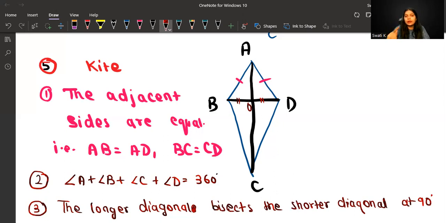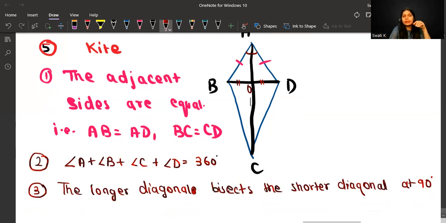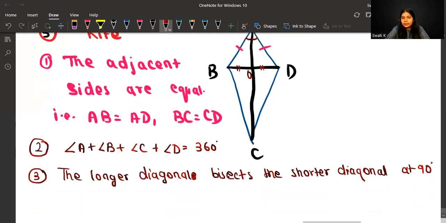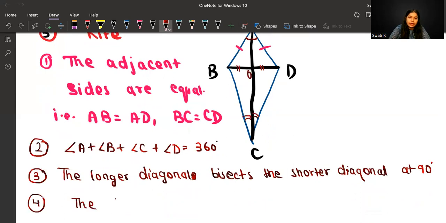Now, next is that the diagonal bisects a pair of the opposite angles. What does that mean? You can see that here the longer diagonal bisects this angle and this angle. So AC is basically an angle bisector which bisects both the opposite angles. What is the meaning of angle bisector? It simply bisects the angle, so this angle is equal to this, and also this is equal to this. So we can write down: the longer diagonal is the angle bisector.